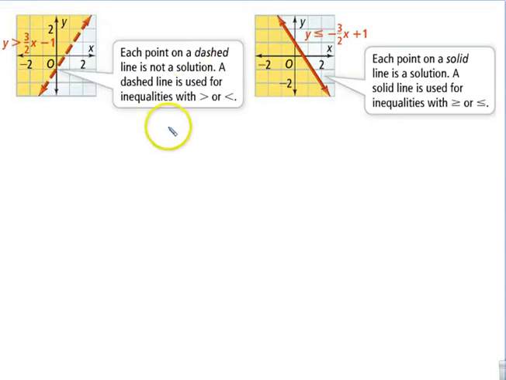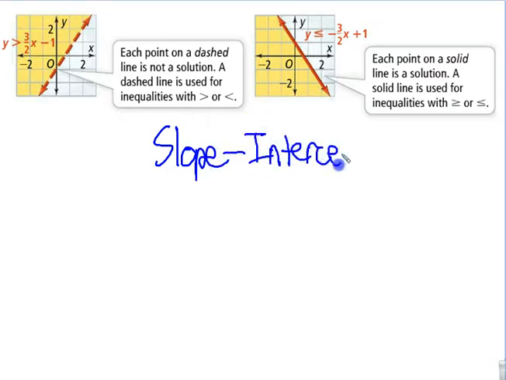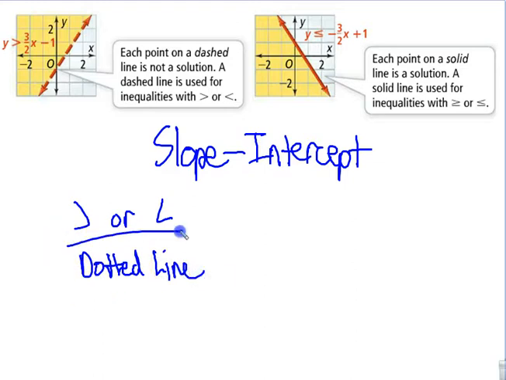We want to use slope-intercept form. The difference is with an equation, we drew a solid line. But when we have greater than or less than, we're going to draw a dotted line. The reason why we draw a dotted line is because they are not solutions. It's kind of like doing an open circle. Okay? Open circle is the same thing. With an open circle, it was with one variable. But with a dotted line, it's two variables.